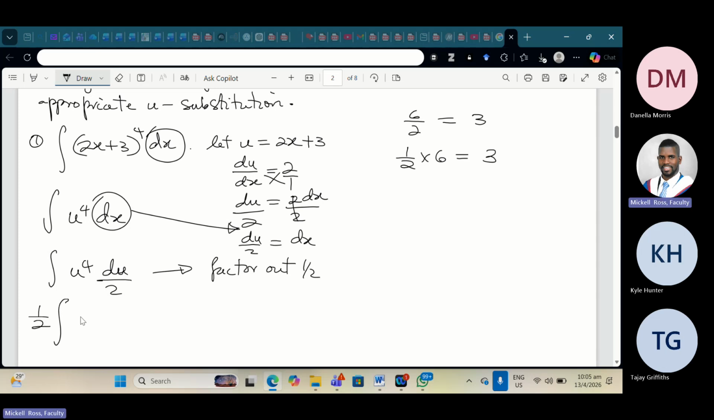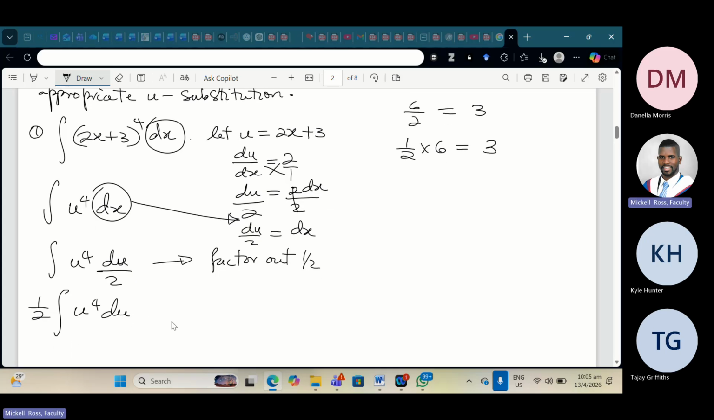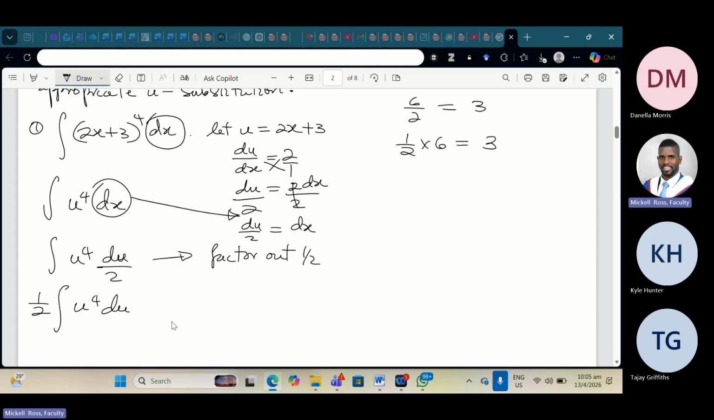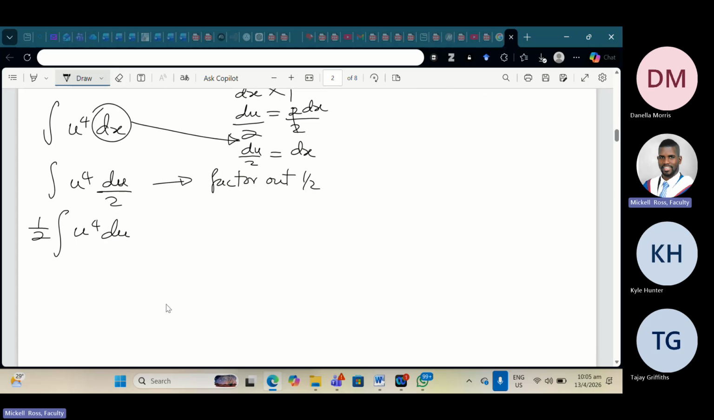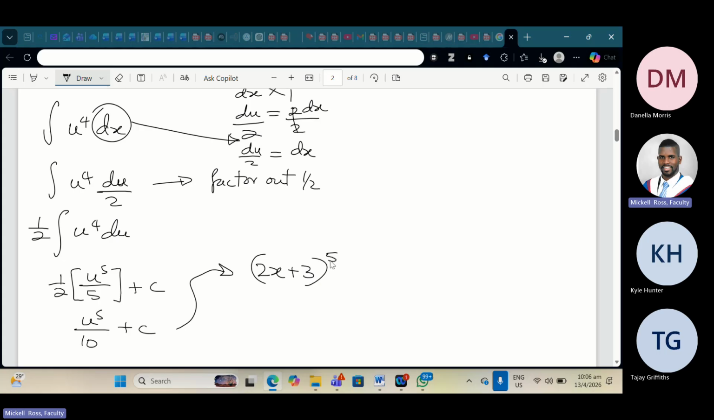So we're going to get half times the integral of u to the 4th power with respect to u. How do we integrate? Add 1 to the power, divide by the new power. So it is going to be half times u to the 5th power divided by 5 plus c. 1 times u to the 5th, 2 times 5 is 10, plus c. What is u? 2x plus 3 raised to the 5th power divided by 10 plus c, and this is your final answer.